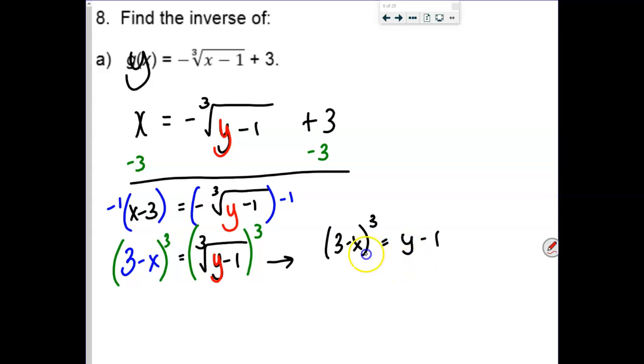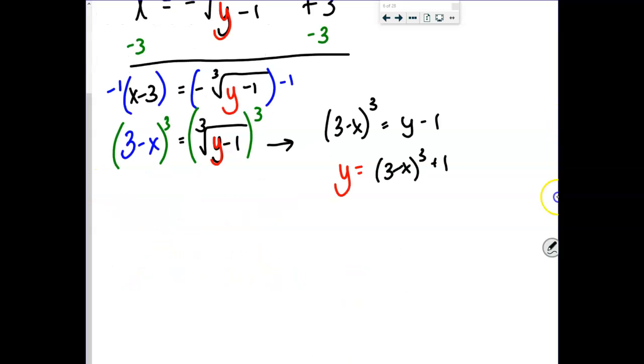Last step, add the 1 over. Then I get kids who are like, nailed it: y equals the quantity 3 minus x, cubed, plus 1. And then they stop there, and I have to count them wrong. You don't even have the right name. That's not its name. It's g inverse.